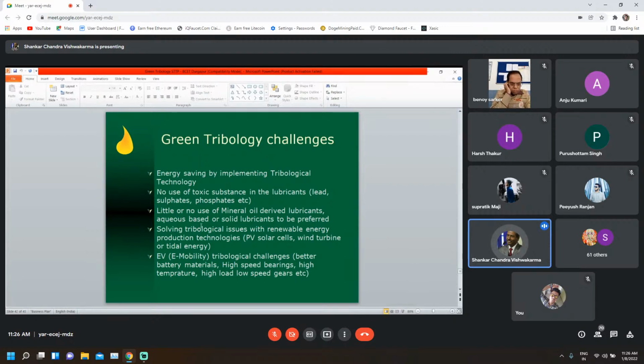And these are the areas where we can see there is another very important area, EV. EV, we call it e-mobility or electric vehicles. These are very common, and hopefully within the next 5 to 10 years, we will have a lot of electric vehicles on the road. And if we are talking about electric vehicles on the road, tribological challenges are there. What are the tribological challenges in electric vehicles? The first one is the battery material.